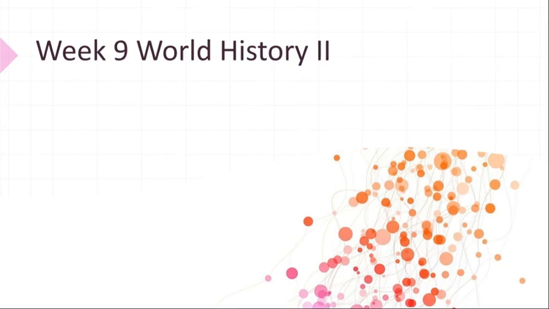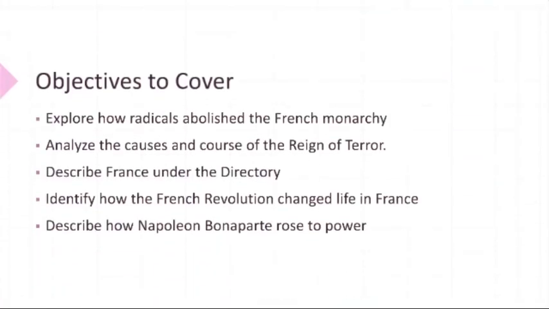So, we will be talking about the French Revolution. We will explore five key aspects of this revolution this week that shook the very foundations of French society. We will start by delving into how radicals abolished the French monarchy. So, let us begin.